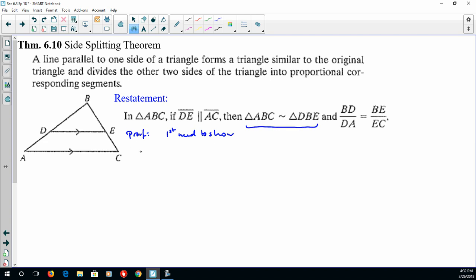So let's start with what we know here. If DE is parallel to AC, okay, so these two are parallel, well, they're cut by transversal BA. So that means corresponding angles are congruent. Then angle BDE is congruent to angle A because they are corresponding angles. Corresponding angles formed by parallel lines.